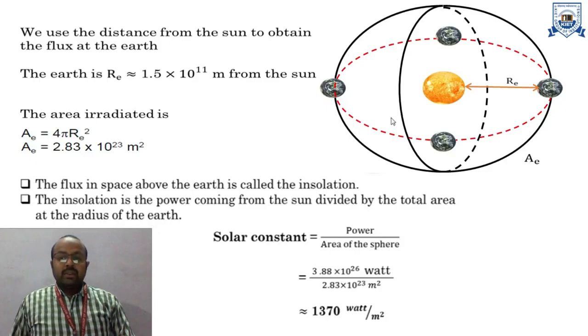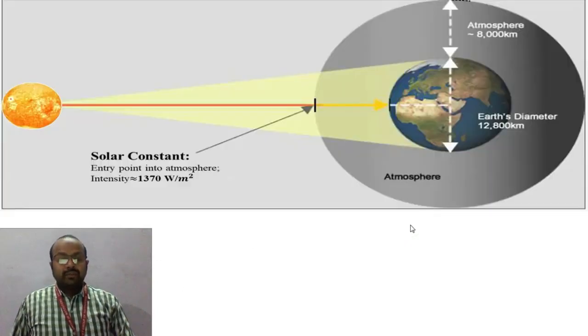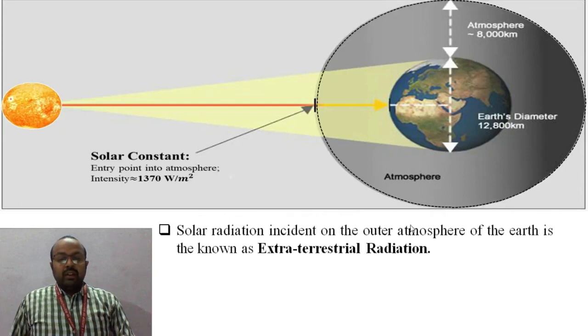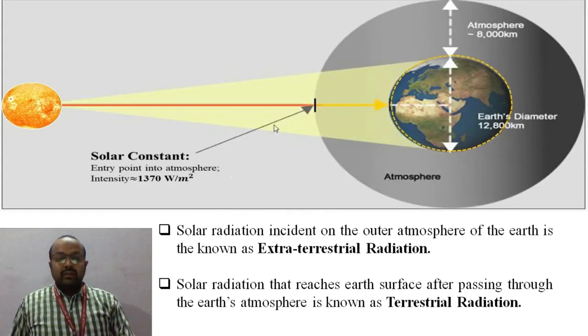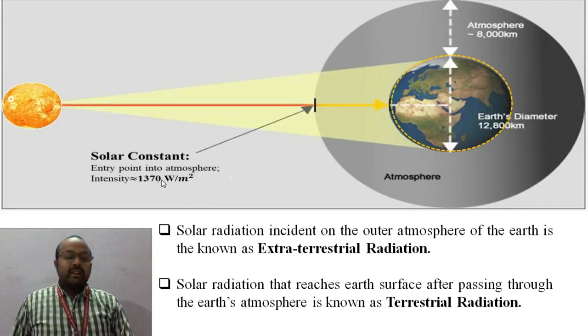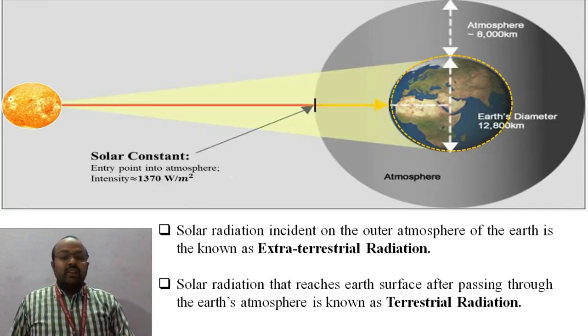So this is the position of the Earth varying, and the sun is at a fixed position, so the Earth is moving around the sun. So this is the solar constant, and the intensity at the Earth is 1370 watts per meter squared. This is the Earth layer, and these are the atmosphere layers.